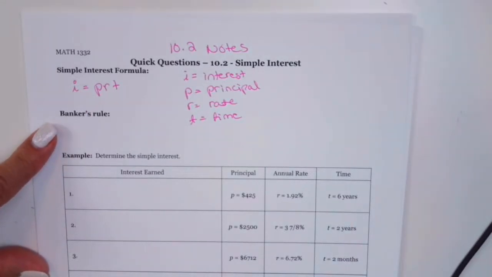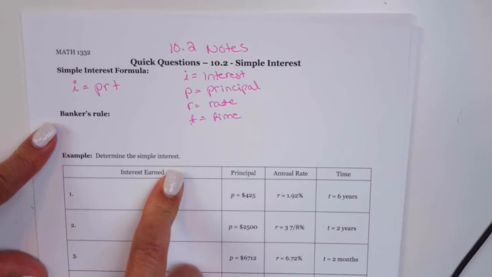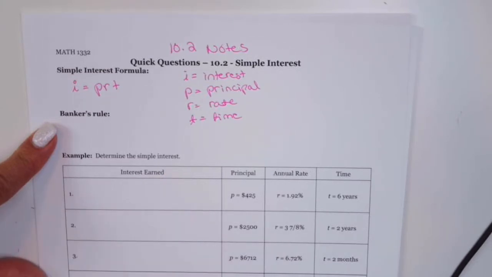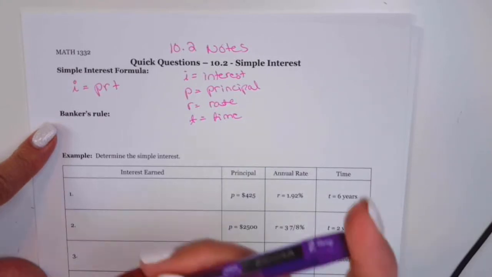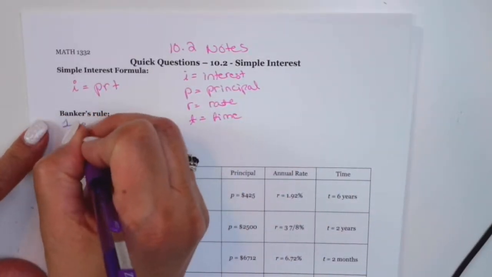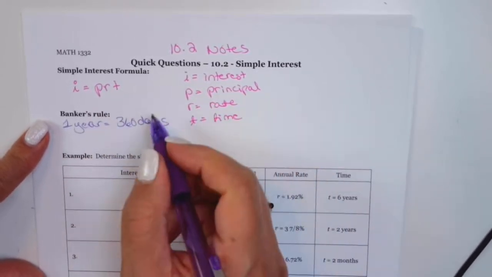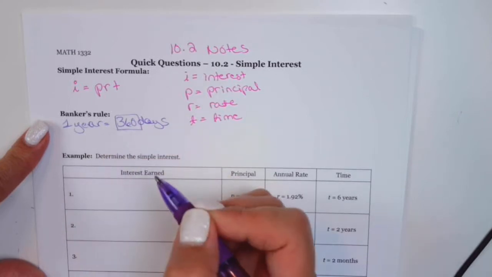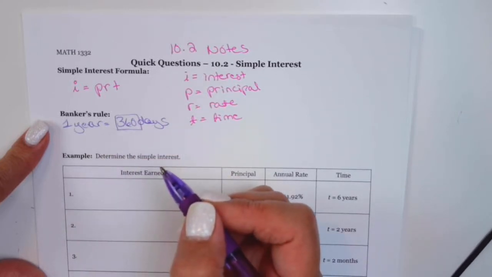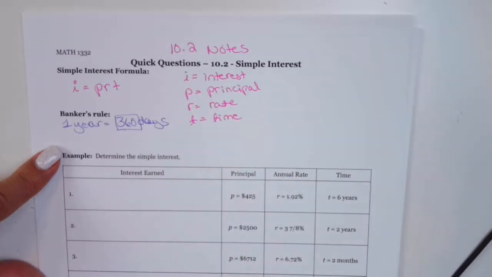But first, we're going to look at Banker's rule. So we all know that in our calendar year, we have 365 days. And then for the leap year, so every fourth year, we have 366 days. But Banker's rule is actually a little bit different. So 1 year equals 360 days. So remember to use that 360. That is the Banker's rule. 1 year equals 360 days.